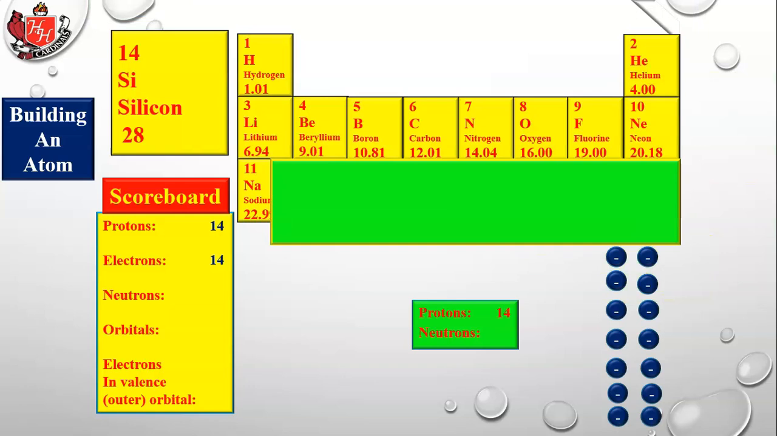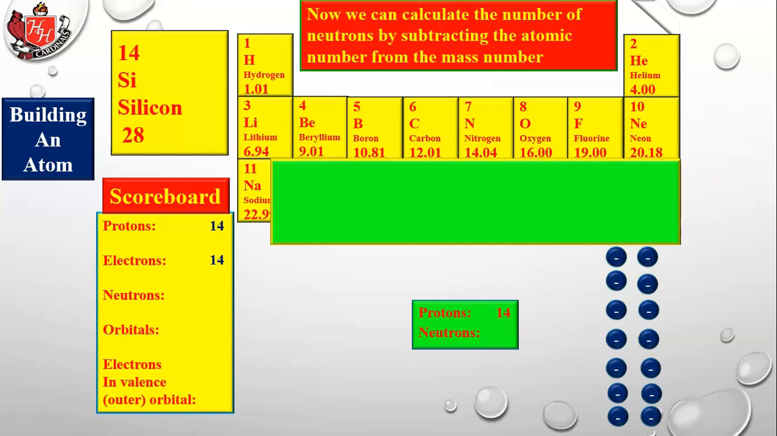So now we're ready to compute the number of neutrons. We do that by subtracting the atomic number from the mass number. So there's the mass number. It's the total number of protons and neutrons. Remember, each proton and each neutron has a mass of 1, and we don't count electrons. So if your atom has a mass of 28, it stands to reason that it must have a total of 28 protons and neutrons. And we know that 14 of those are protons. That's because of the atomic number, 14.